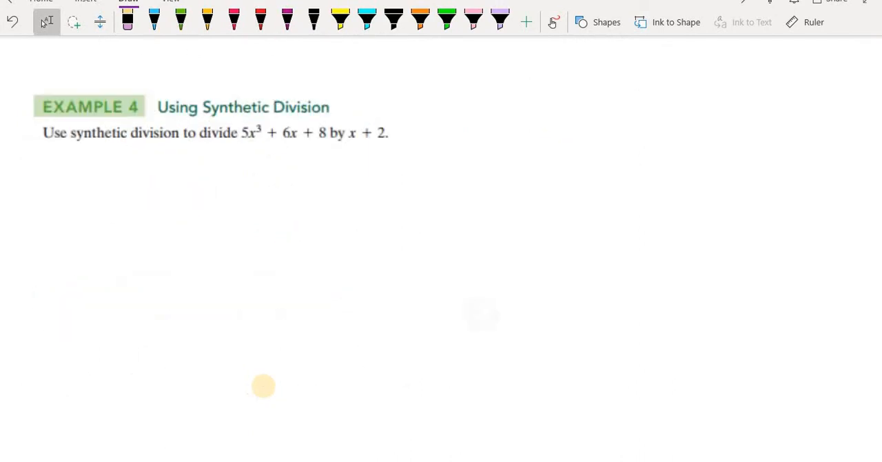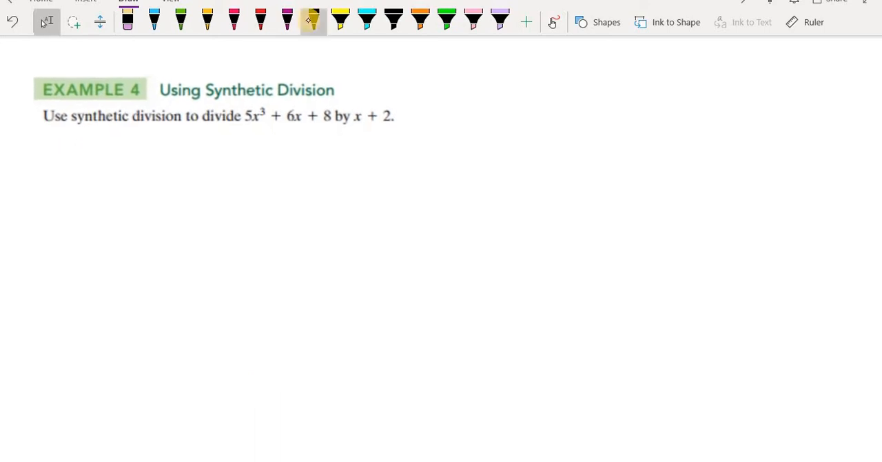Try another one. So first you must check this is the x minus c form. Okay? In this case, we have x plus 2. So I have to rewrite this as x minus negative 2 form, right? That way I know my c is negative 2. Be careful on this, okay? So I'm going to write this negative 2 right here.